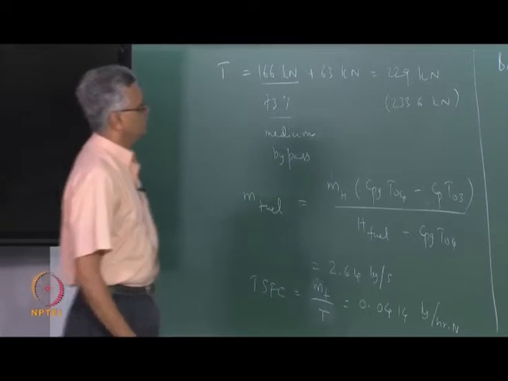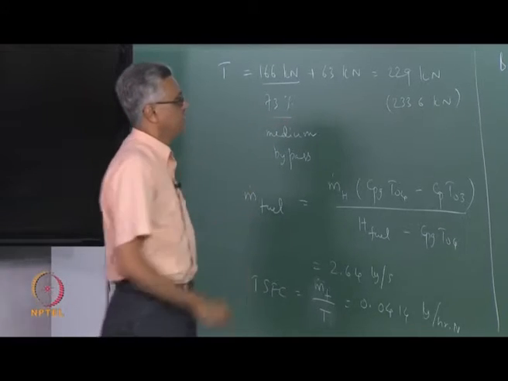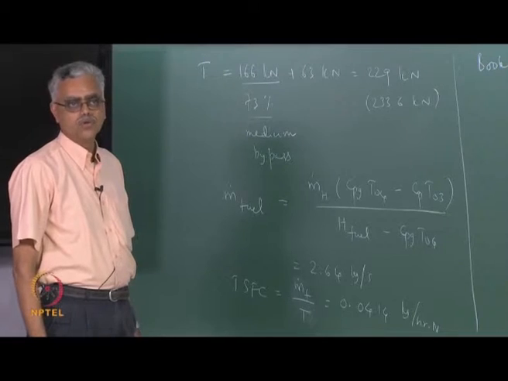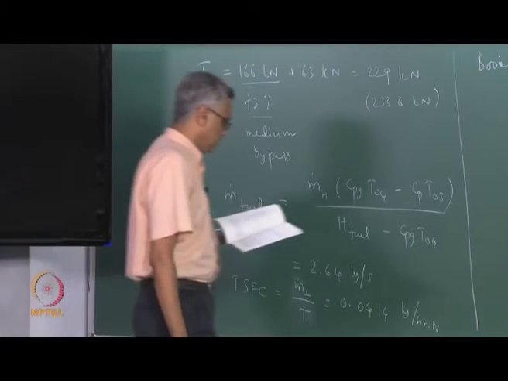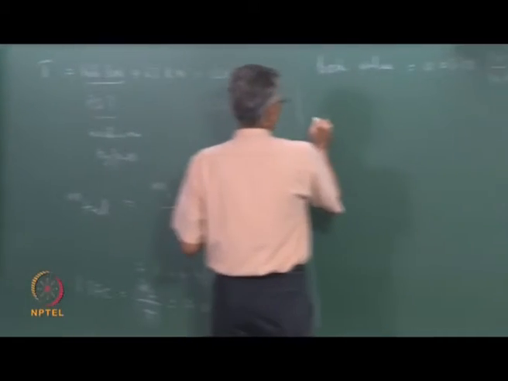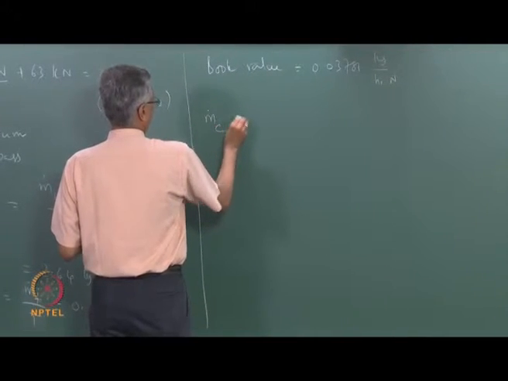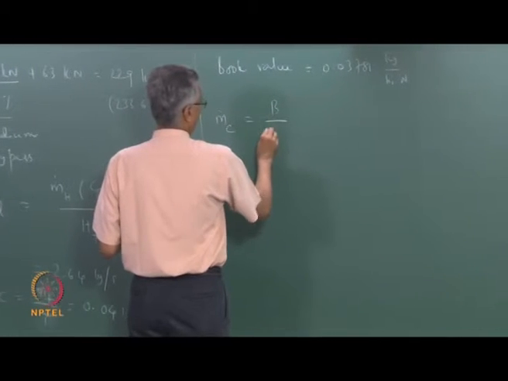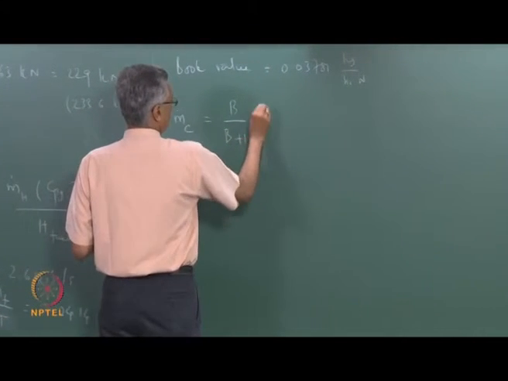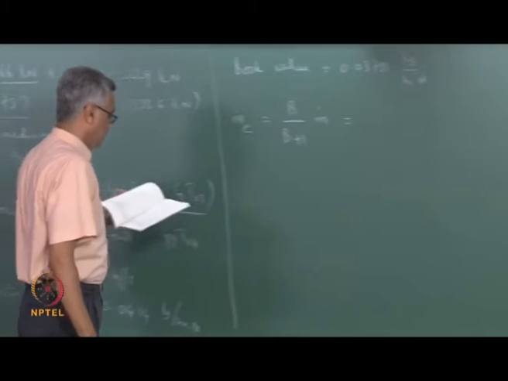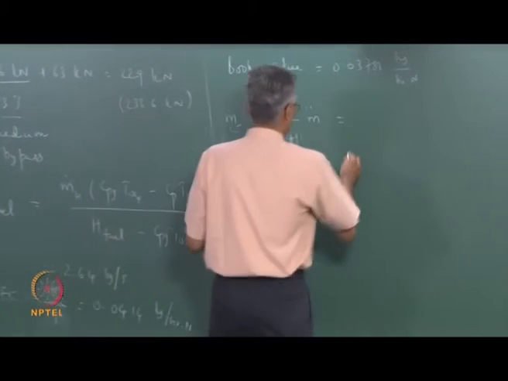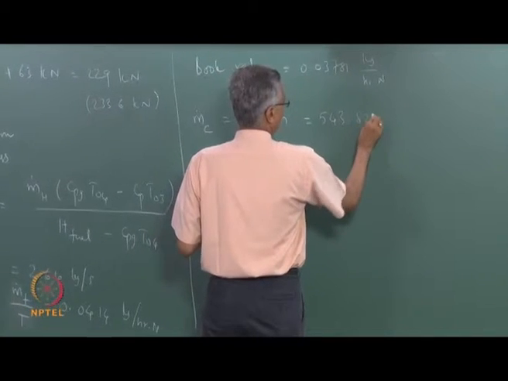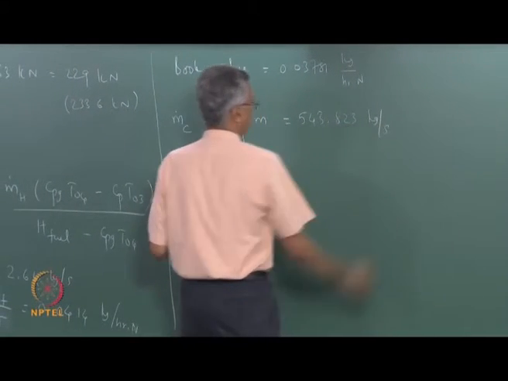In addition to thrust and TSFC, we are also asked to calculate the area of the cold nozzle and the hot nozzle. So let us go ahead and do that. The mass flow rate through the cold nozzle, m dot C, is nothing but B over B plus 1 times the total mass flow rate. If you substitute the numbers, this comes out to be about 543.823 kg per second.